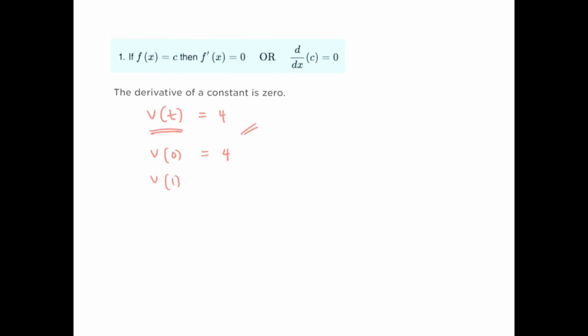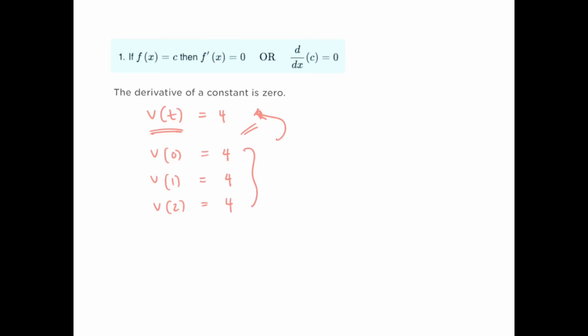When time is equal to 1, the velocity is still equal to 4. When time is equal to 2, the velocity is still equal to 4. This is what we mean by this particular expression right here. So it is constant. So in this case, the derivative of a constant is 0.